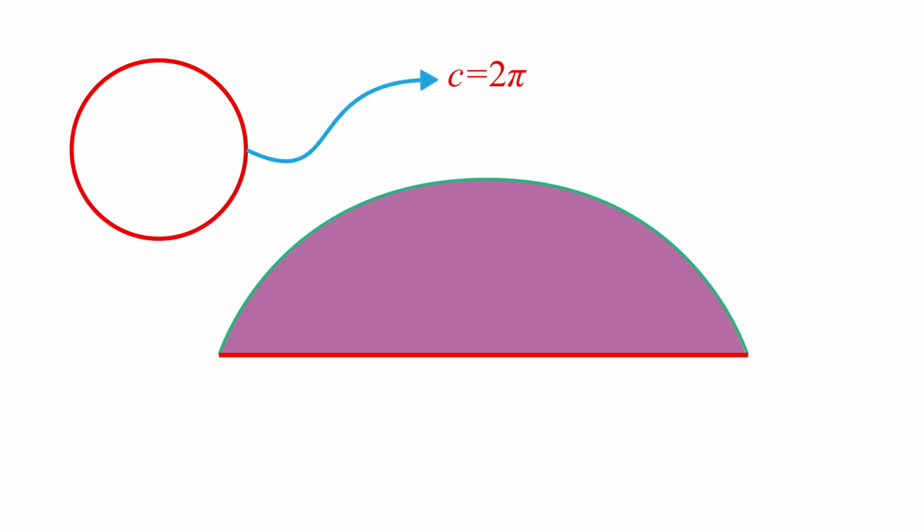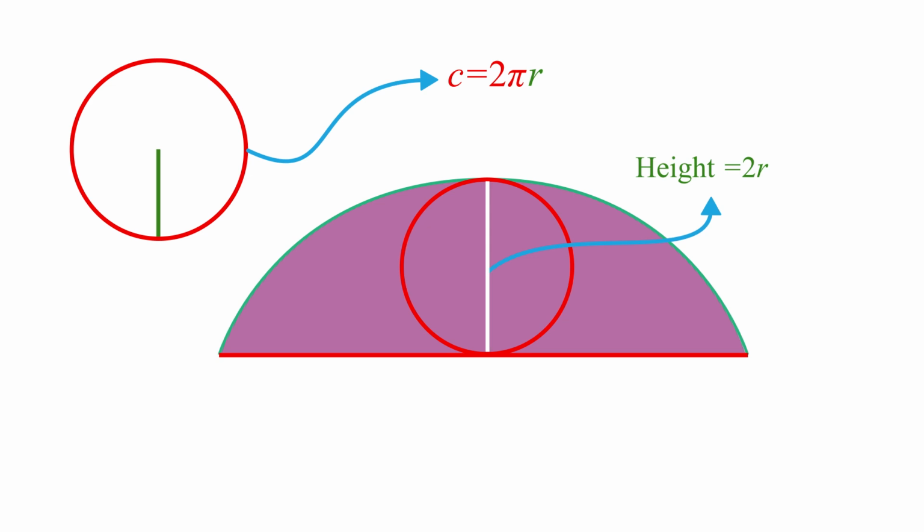What do we know about the cycloid? First, it's created by one complete rotation of a wheel. Every full rotation moves the wheel forward by a distance equal to its circumference. Next, the width of the cycloid is the same as the wheel's circumference. The circumference of a circle is 2 times pi multiplied by the radius. Finally, the height of the cycloid equals the diameter of the wheel. Since the diameter is twice the radius, the height is 2 times the radius.